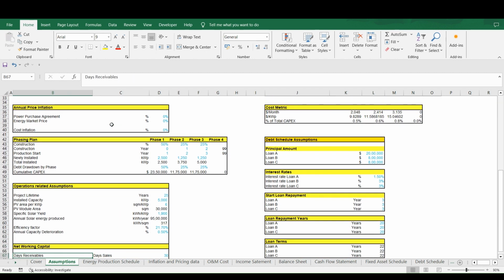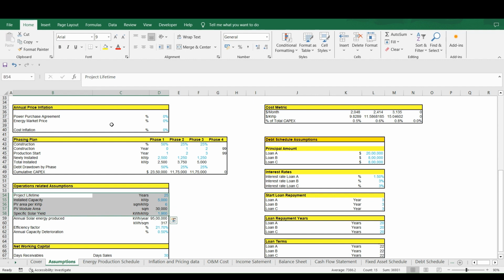Here we have the operation related assumptions. In this we have project lifetime, the installed capacity, which is 5,000 kilowatt hour. Then we have the photovoltaic area per kilowatt power, so it's just the area divided by the kilowatt power. Then we have the PV module area, how much area will be required.